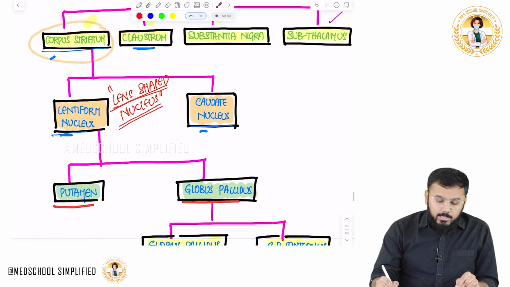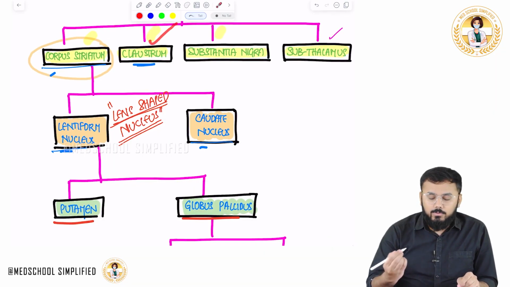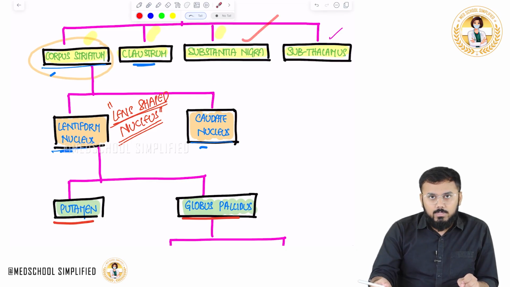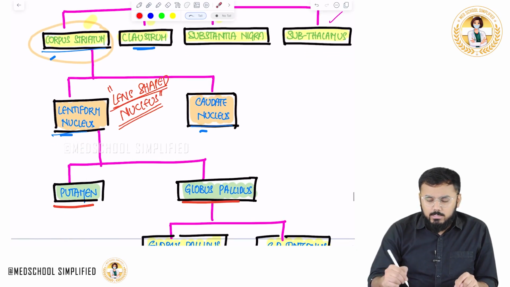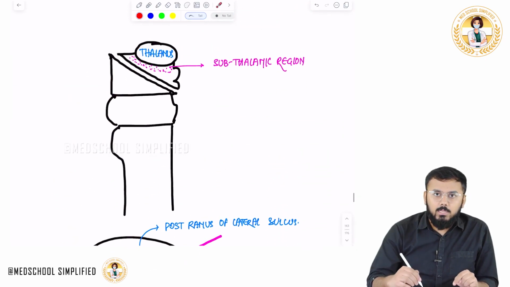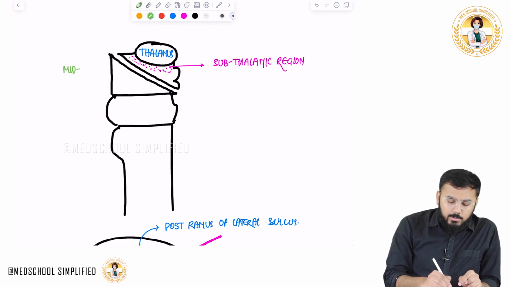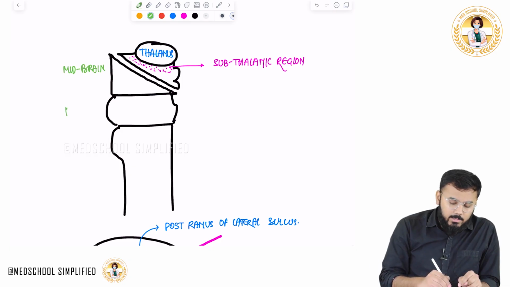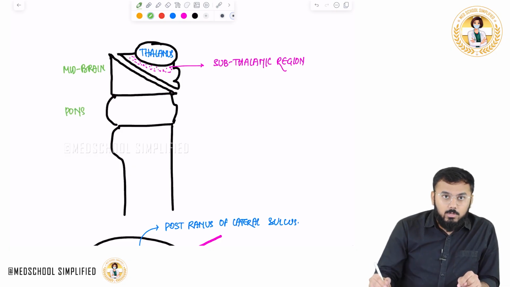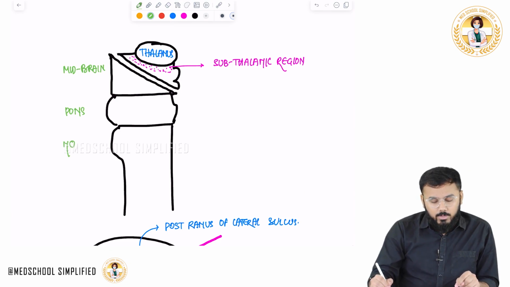Now we know what the corpus striatum is. The claustrum and substantia nigra we will see in the picture, as we have already seen, but the subthalamus we cannot see in a single picture. There is another picture like this, right? You know that this part over here is called your midbrain, and beneath the midbrain you have the pons, and then down here the medulla oblongata.